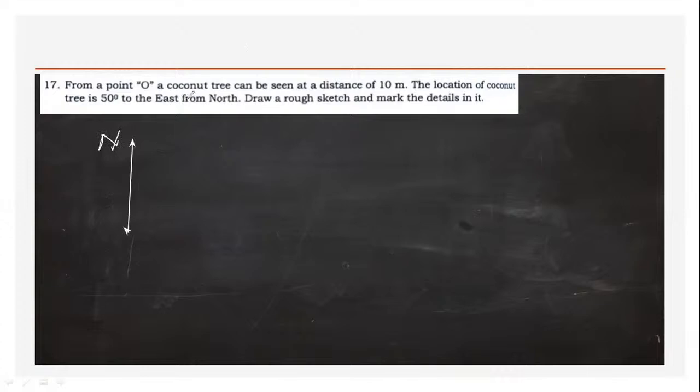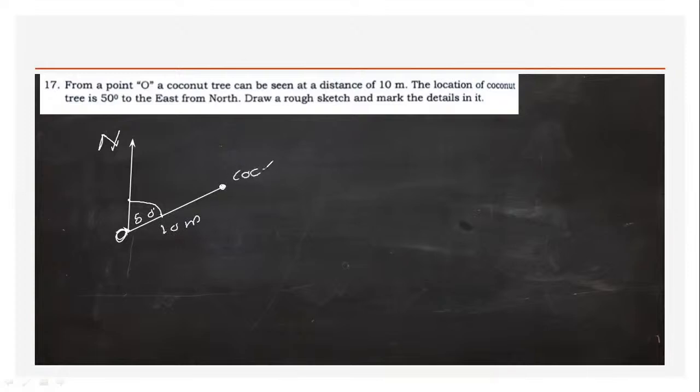Then the coconut tree can be, this is the point O. The coconut tree can be seen at a distance of 10 meters. The location of the coconut tree is 50 degrees to the east from north. It means this angle, and from here it is 10 meters away.